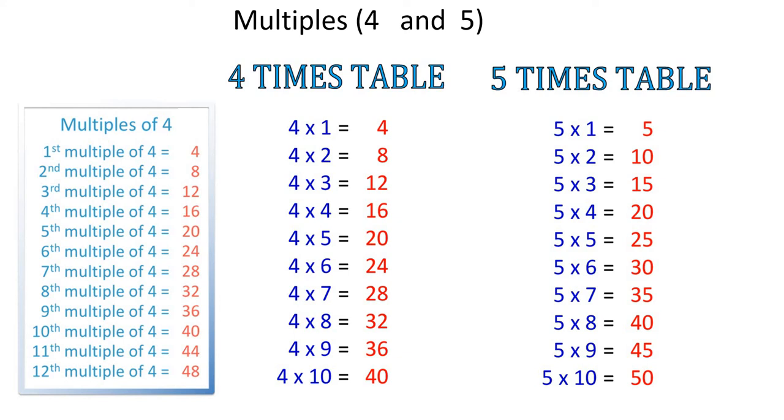I have 5 times 1, 5 times 2, and so on. So you have the answers. You are skip counting by 5. You have 5, 10, 15, 20, 25, 30, 35, 40, 45, 50.